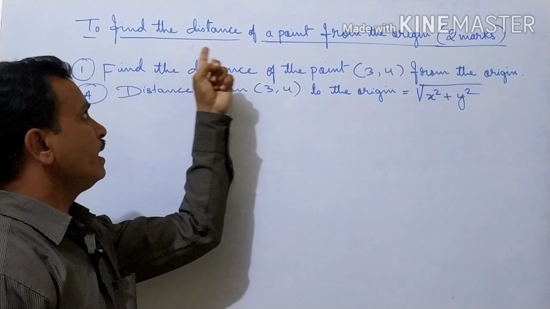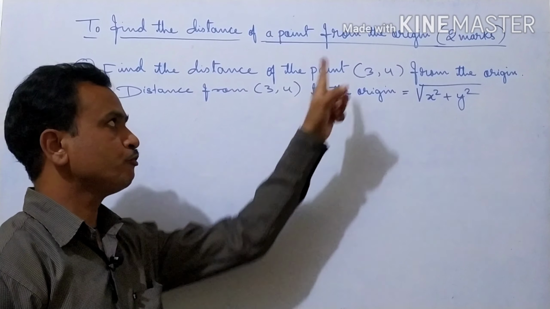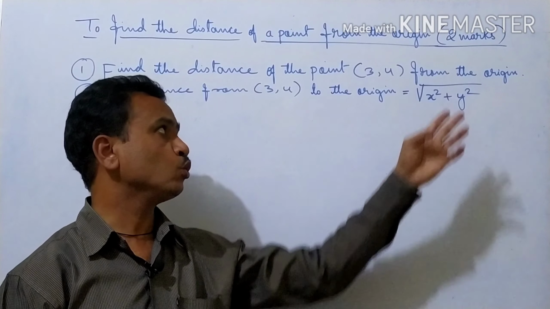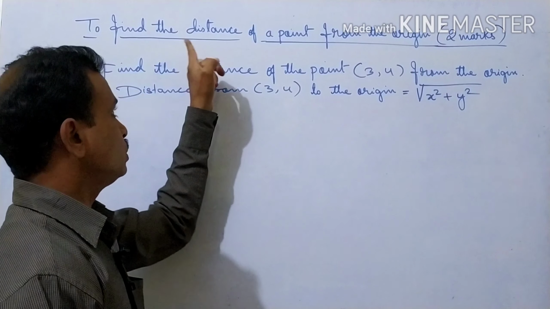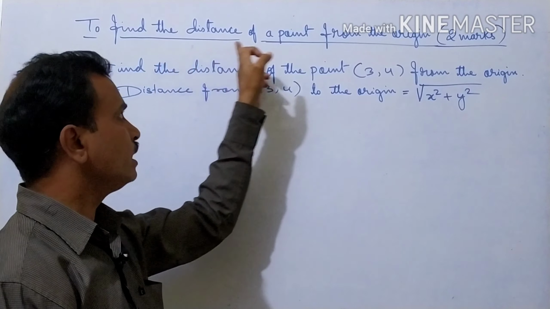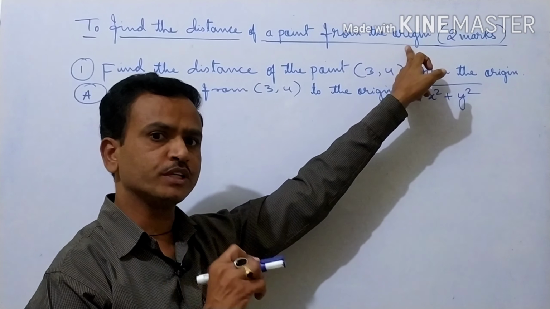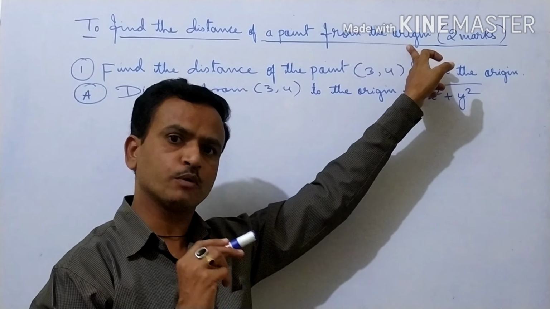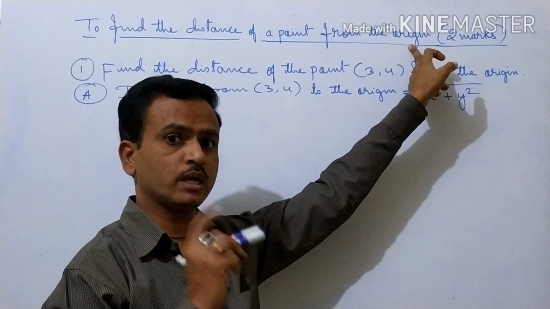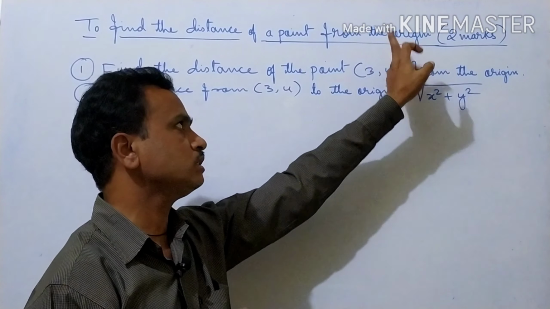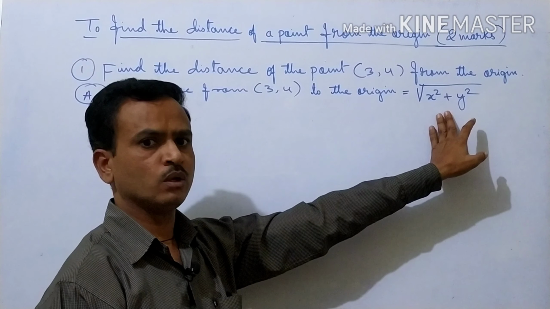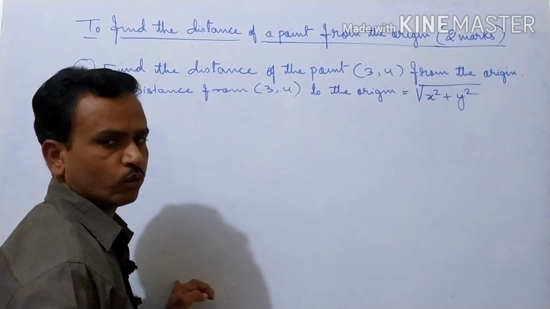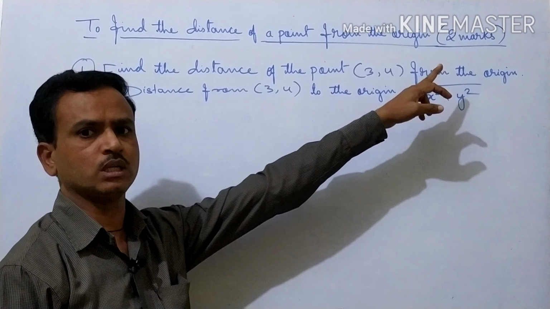Next, to find the distance of a point from the origin. This type of question you will get in 2 marks. Here we should find the distance of a point from the origin. From the origin means what formula is there? Square root of x square plus y square. That you should keep in your mind. From the origin means you should remember this formula. Now, what is the question given here? Find the distance of the point (3, 4) from the origin.